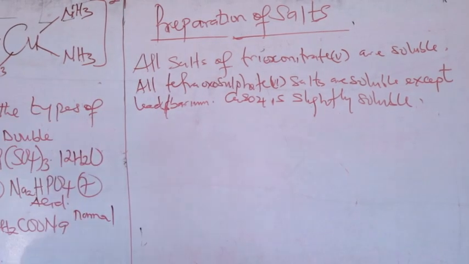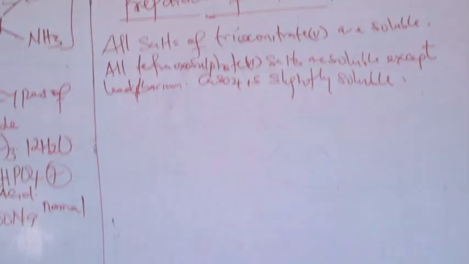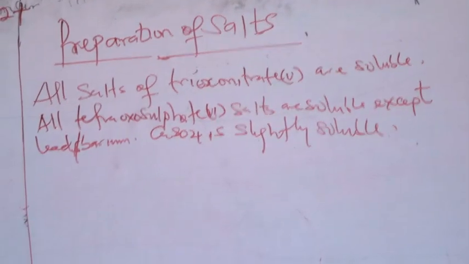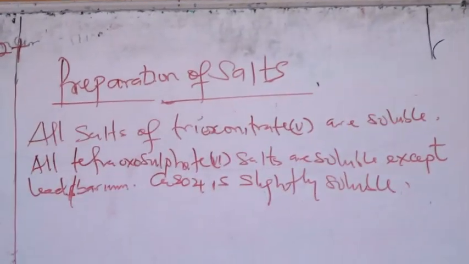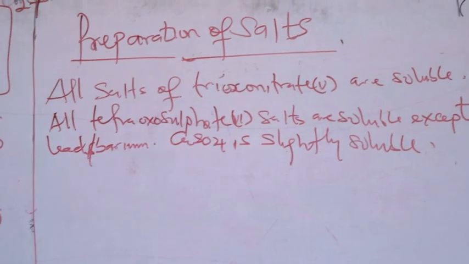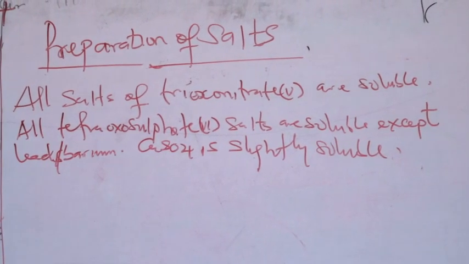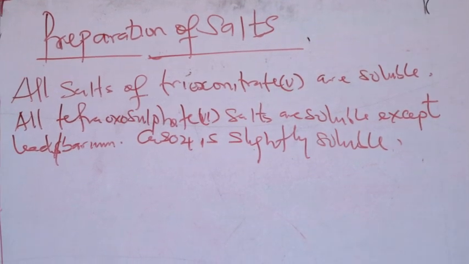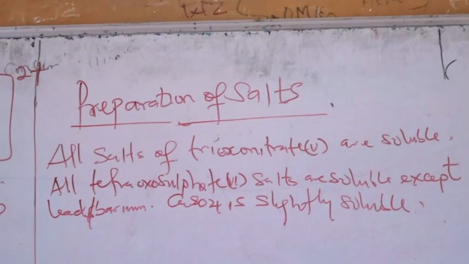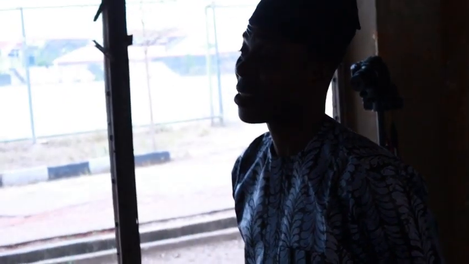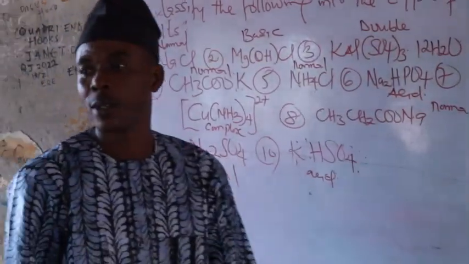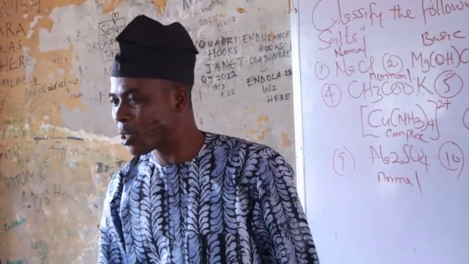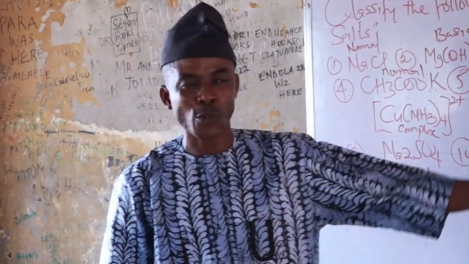That is why, if I say sodium tetraoxosulfate 6, it is soluble. If I say magnesium tetraoxosulfate 6, soluble. Aluminum tetraoxosulfate 6, soluble. Barium tetraoxosulfate 6, insoluble. Lead tetraoxosulfate 6, insoluble. Calcium tetraoxosulfate 6, it is slightly soluble. Now, silver trioxosulfate is also what? Soluble.